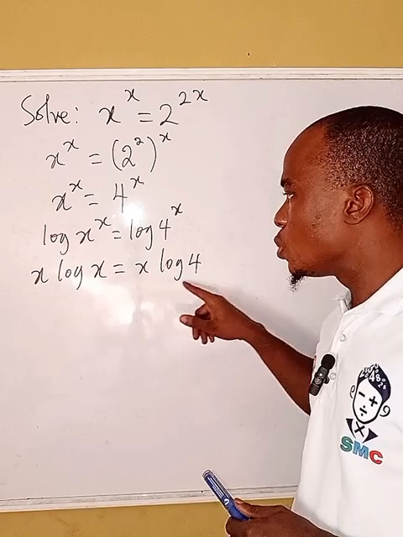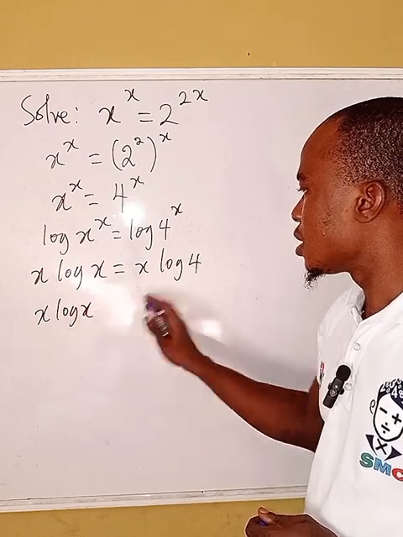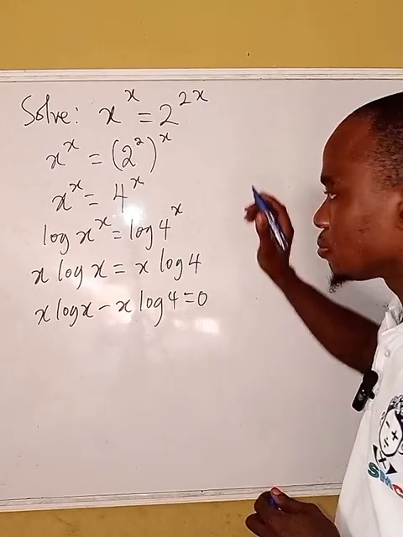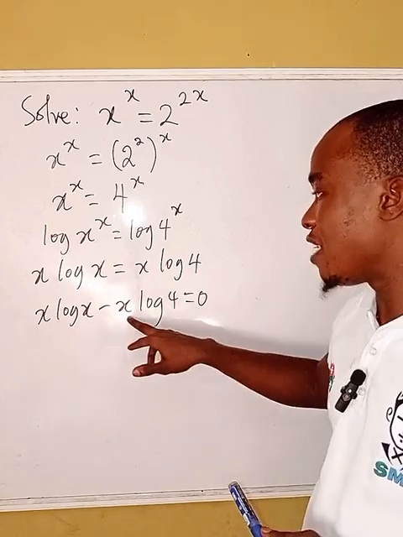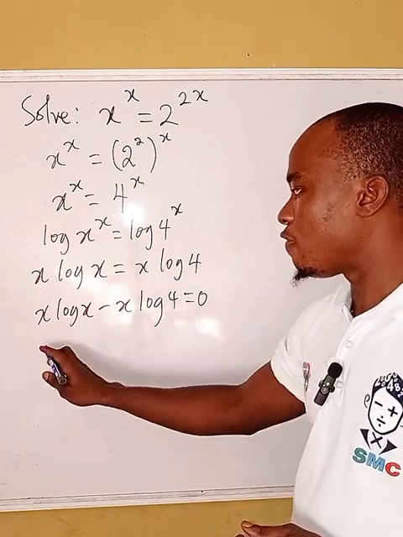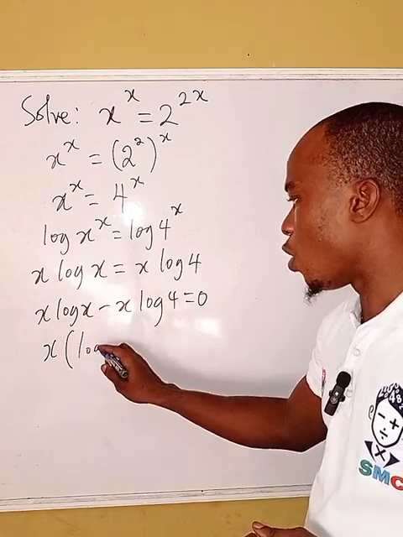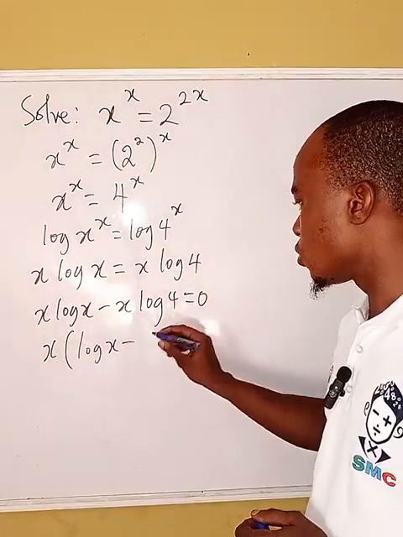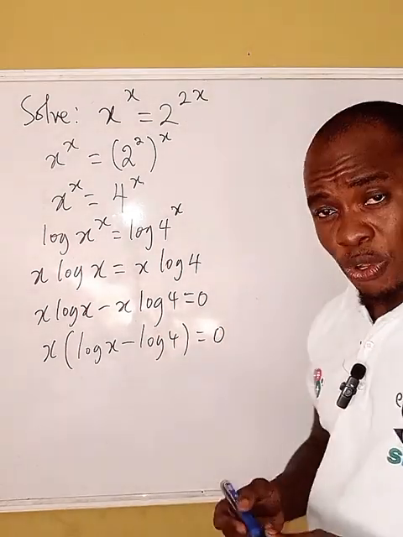Now, look at this. We have x log x here, and that equals x log 4. So you need to take this to the left hand side. You're going to have x log x minus x log 4, which equals 0. Right? Good. Now here we have x and here we have x. Don't make the mistake. Factorize the x out, then x log x divided by x, we're going to have log x, minus x log 4 divided by x, we're going to have log 4, then equal to 0. Are you with me?